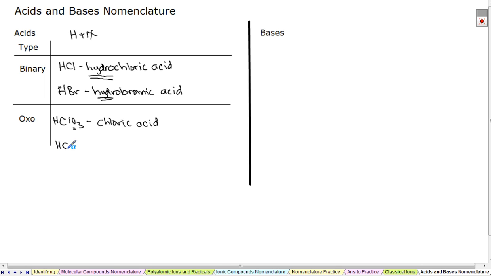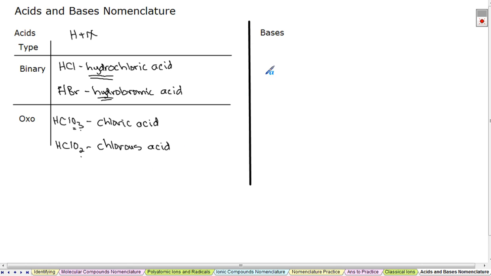Now it's possible to have something like this. I've lost an oxygen. And so this is where we use sort of like the classical ion system of naming here. We would call this chlorous acid. And if it was HClO, it would be hypochlorous acid. If it was HClO4, it would be hyperchloric acid. And so we use a combination of those systems there to name it.